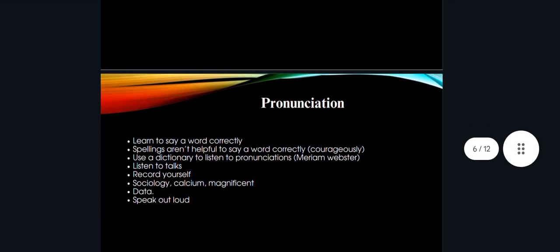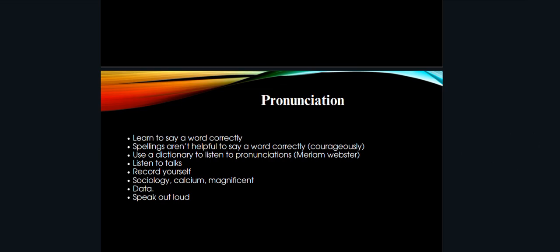Pronunciation: learn to say a word correctly. Spelling aids are helpful to say a word correctly, courageously. Use a dictionary like Merriam-Webster to listen to pronunciations, listen to talks, record yourself saying words like sociology, calcium, magnificent, data, and speak out loud. All these are the things through which you can improve your listening skill and your speaking skill.